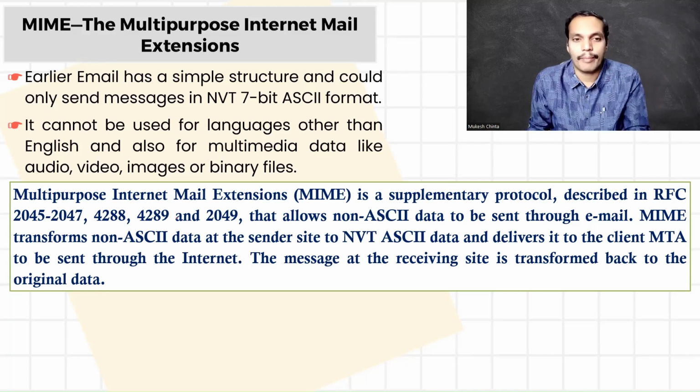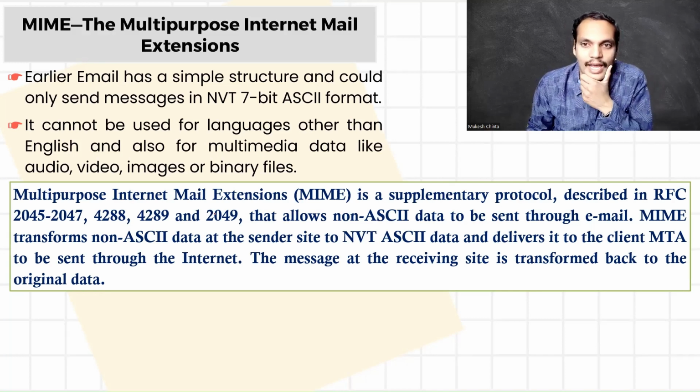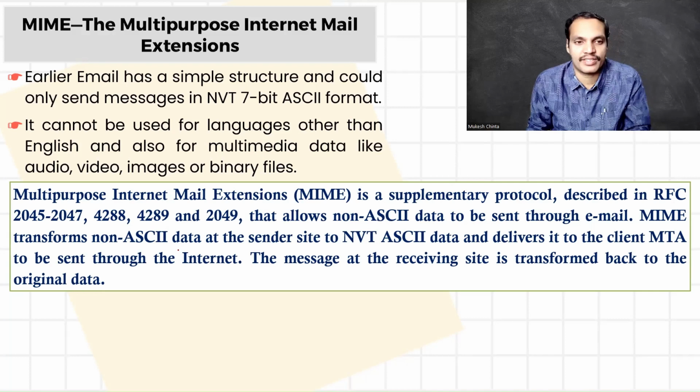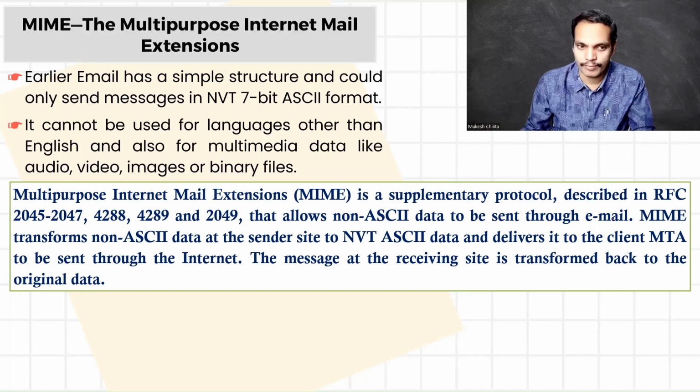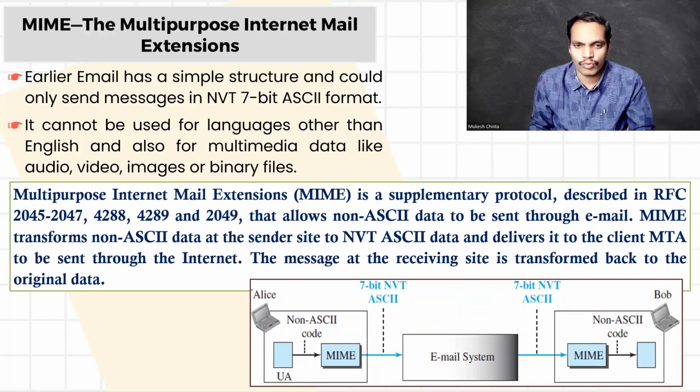That is nothing but MIME, Multipurpose Internet Mail Extensions, which is a supplementary protocol described in RFCs 2045, 2046, 2047, 4288, 4289, and 2049, which allows non-ASCII data to be sent through email. So MIME transforms the non-ASCII data at the sender side. Whatever data you want to send through the email, it might be ASCII or non-ASCII. That data is converted by MIME into NVT ASCII data and delivered to the client MTA to be sent through the internet.